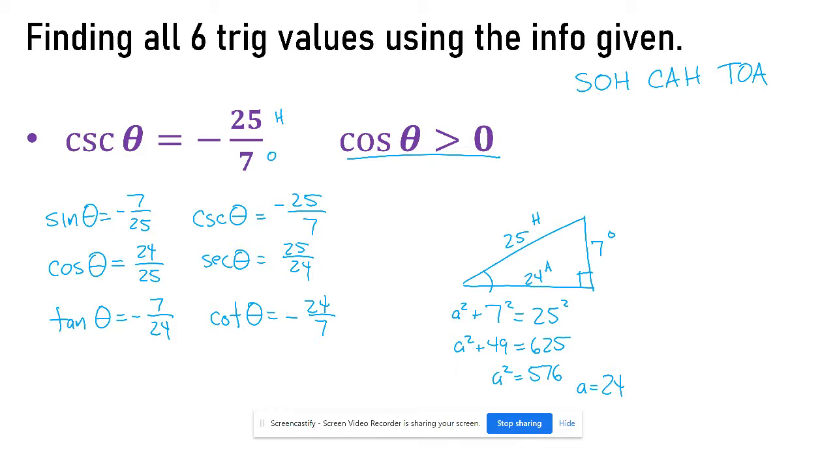So that would be my recommendation. If you get a secant or a cosecant or a cotangent, flip it to find your sine, your cosine, or your tangent, then make the triangle, then start filling out everything else. So that is how you can find all 6 trig values, just using a little bit of information and one of the 6 values already. So there you go.